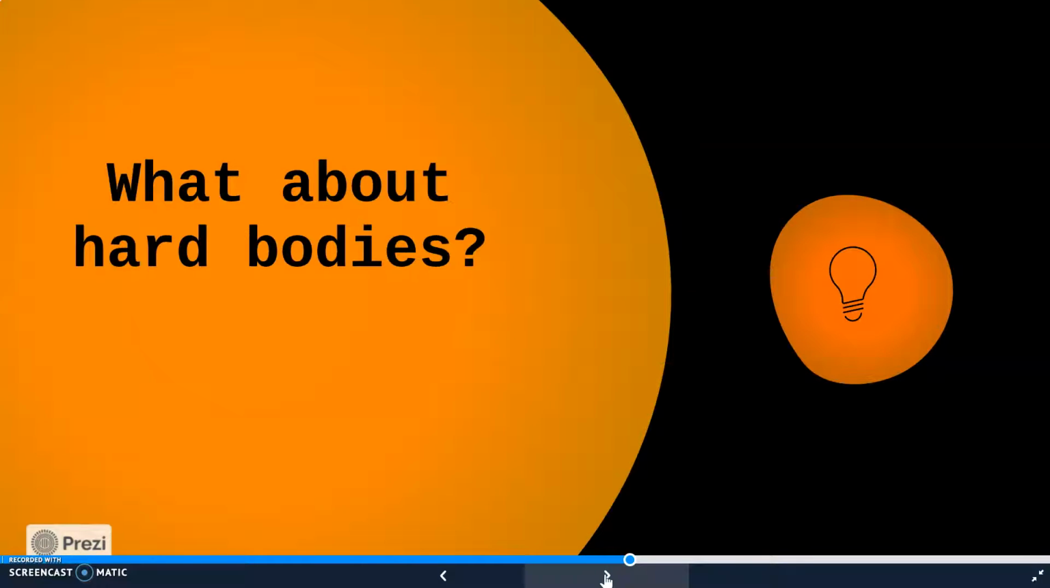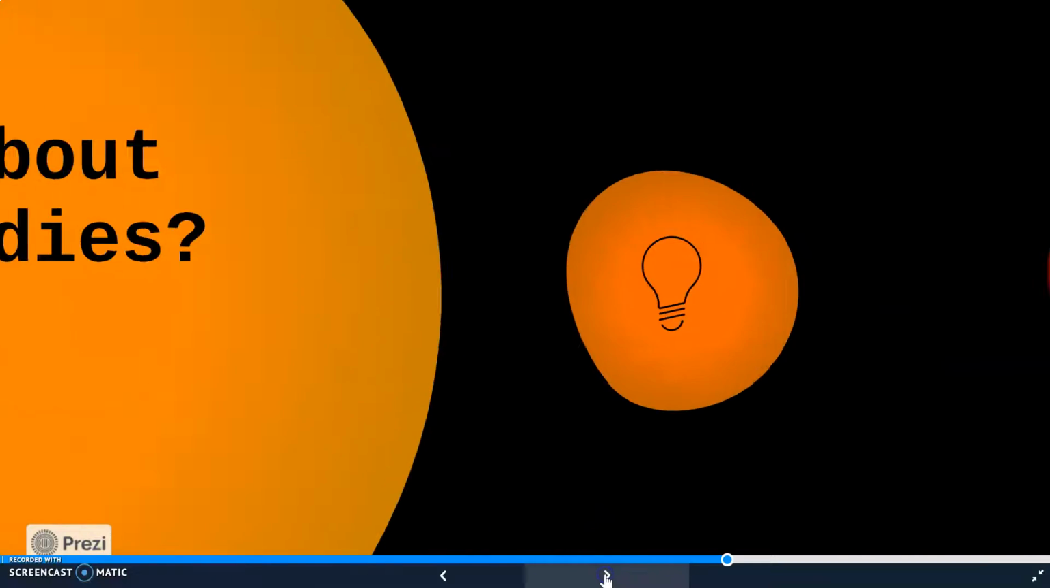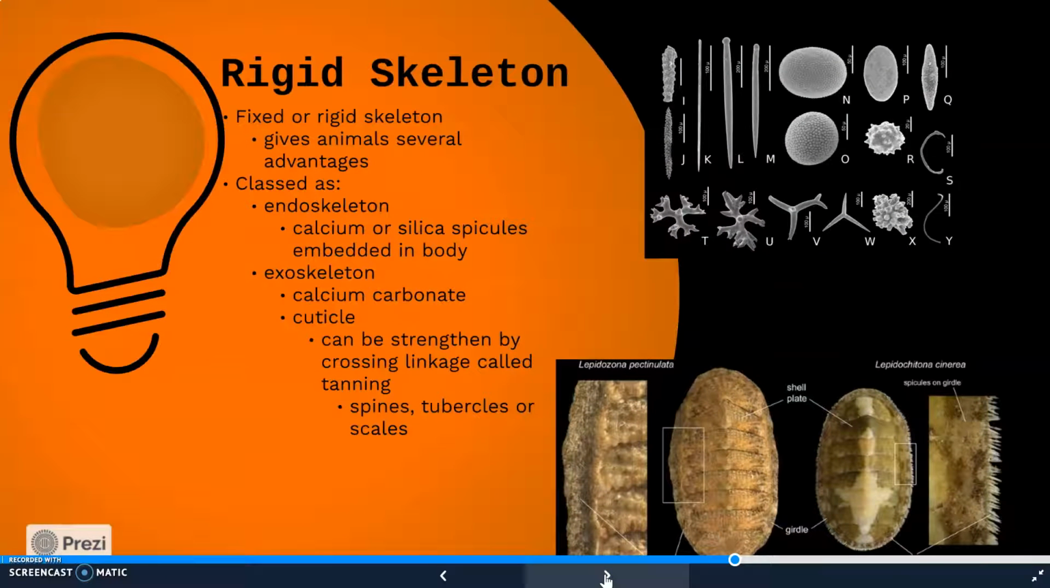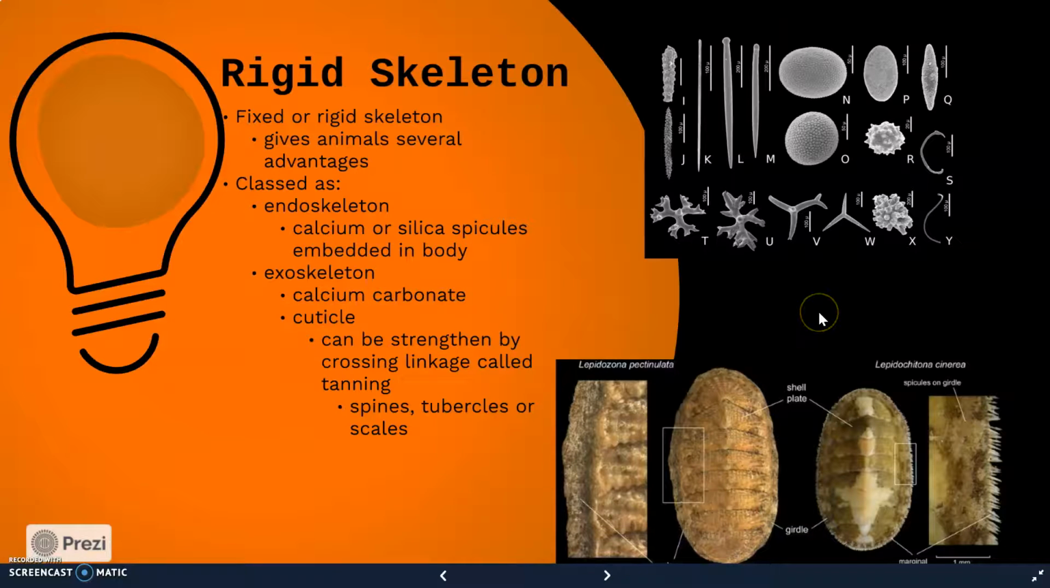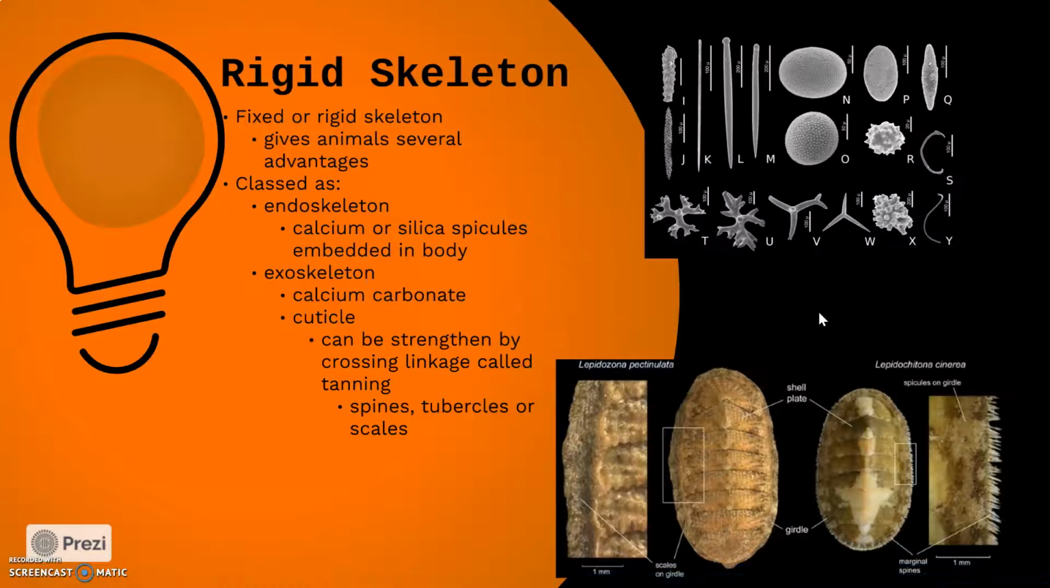So then what about the animals with a rigid skeleton, or hard bodies? They have a rigid skeleton that is fixed. It gives the animal several advantages, like a chance to grow larger. They'll have more precisely controlled movement, it helps them with defense, and their speed of movement is a whole lot better. They're classified into two types, the endoskeleton and the exoskeleton.